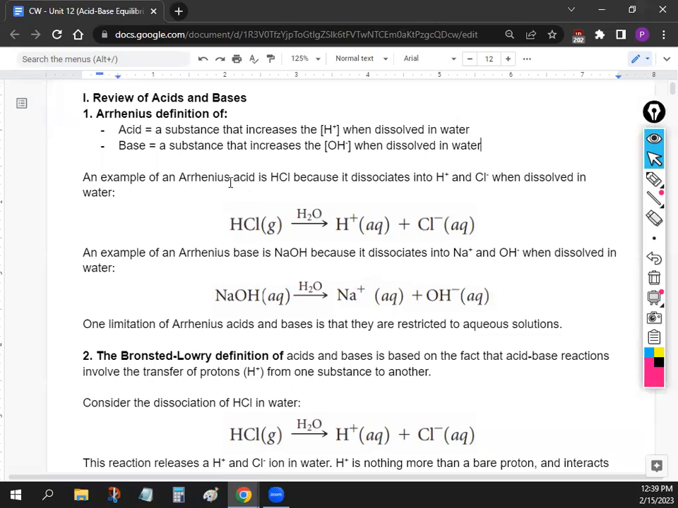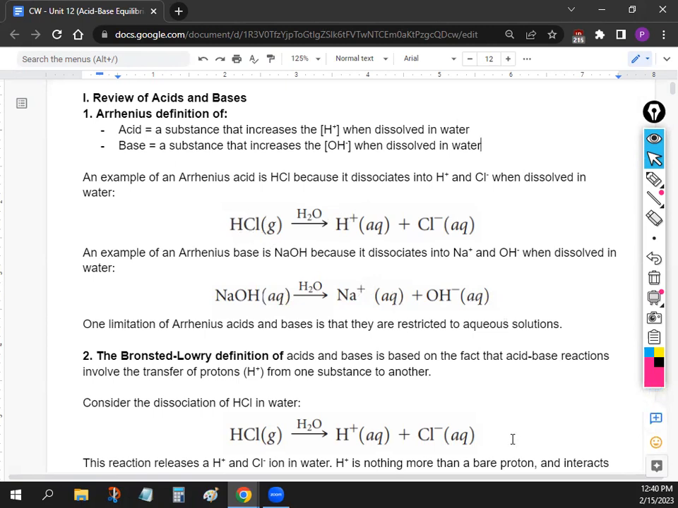Okay, so if you guys notice, an example of an Arrhenius acid, the type of acid we're talking about right now, is HCl, because when it's in water, it breaks up into H plus and Cl minus, which will obviously increase the concentration of H plus. And same thing with NaOH, but with hydroxide. Easiest way to think about it.